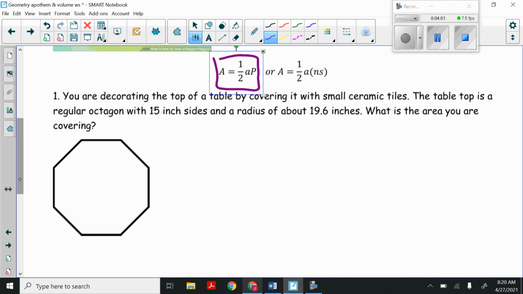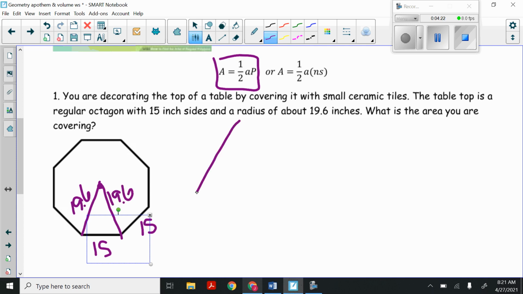You're decorating the top of a table by covering it with small ceramic tiles. The tabletop is a regular octagon with 15-inch sides. So that means all of these are 15. It has a radius of about 19.6. So if I look at my center, my radius, these are each 19.6. So what we've done here, now we have this isosceles triangle. I know that this is 15, this is 19.6, and this is 19.6. What is the area you are covering?